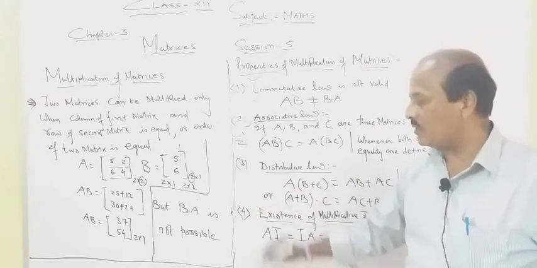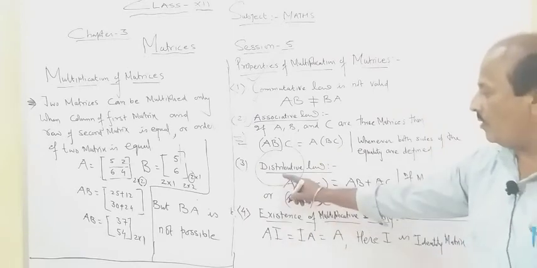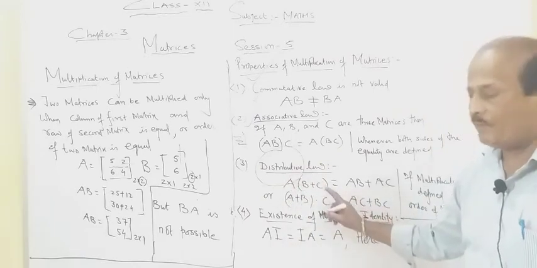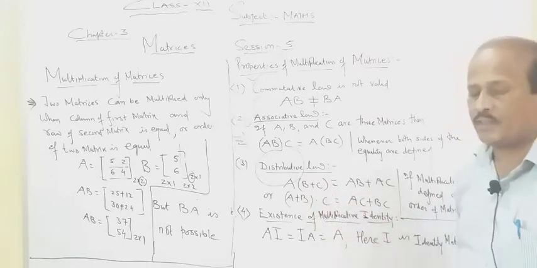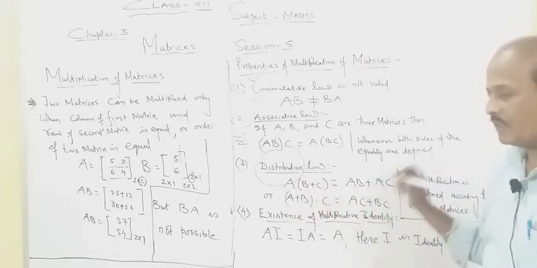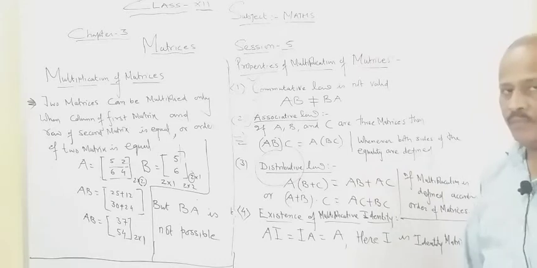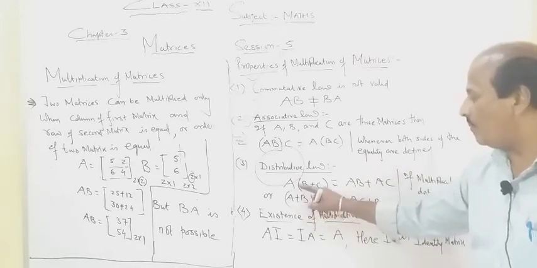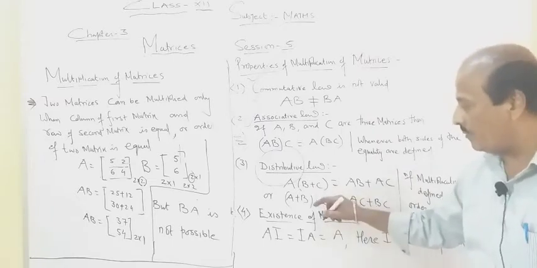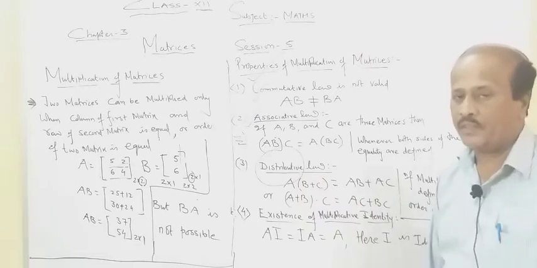Now the third one is the distributive law. The name itself tells you the meaning. The distributive law means when you distribute one matrix over the other two, with a plus or minus sign in between, then we say distributive law. For example, if A, B, C are three matrices and their orders are suitable for multiplication, then A into B plus A into C will be your right hand side. If you are asked to prove this distributive law, one or two questions are there in the exercise.